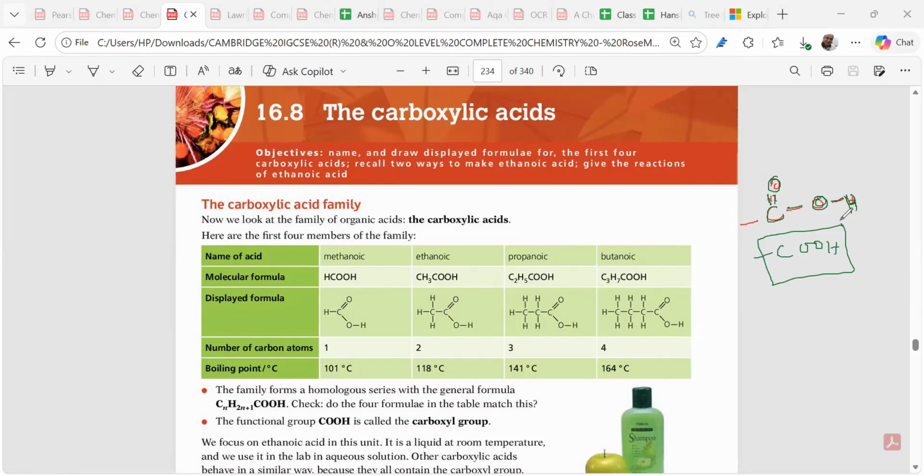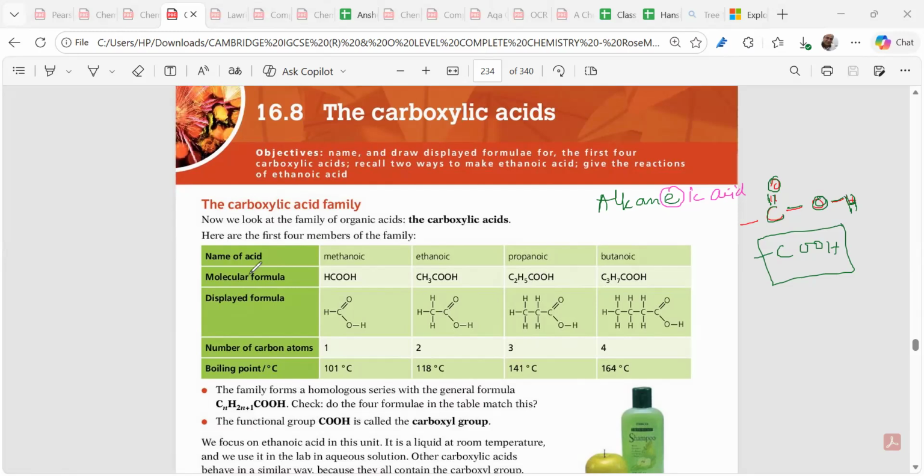Done this part. Now when we talk about this portion, we have to know a very important thing: how do you name a carboxylic acid? We take the name of the alkane, then we replace the E by what? Replace the E by oic acid. Is it clear? That's the way we replace the E by oic acid.